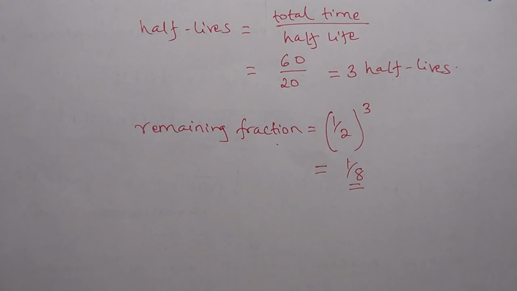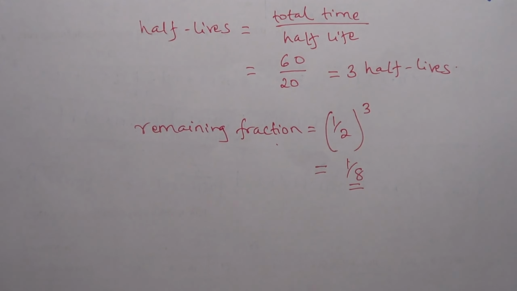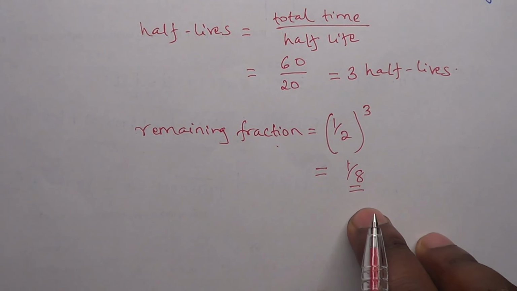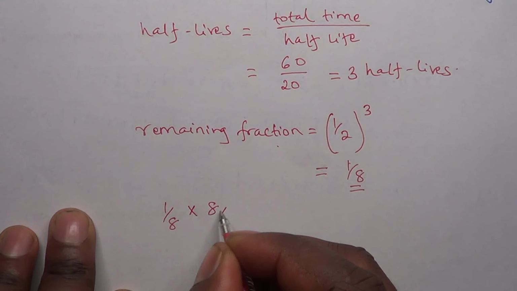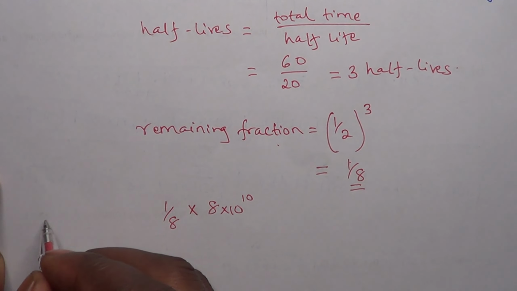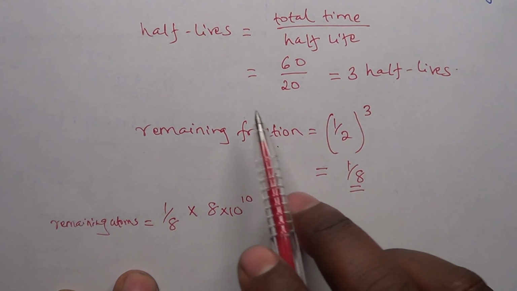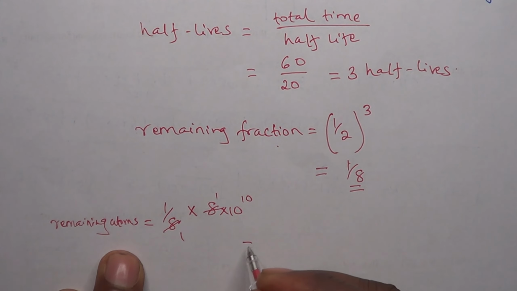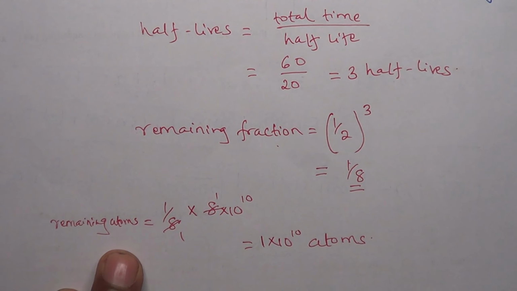Then we need to calculate the number of remaining atoms after 60 days. To find the remaining atoms, we multiply the remaining fraction by the original number. So it will be 1/8 times 8 times 10 to the power 10, which gives 1 times 10 to the power 10 atoms. Those are the ones which remain after 60 days.